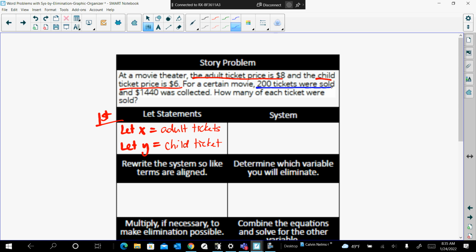Close. Because we're just talking about tickets and we're not talking about money. This one is dealing with money. Yeah, this would just be x plus y equals 200. But this next equation, dealing with what they collected, this would be 8x, because $8 for adult tickets, plus 6y equals 1440. So one is your total and one is dealing with the money.